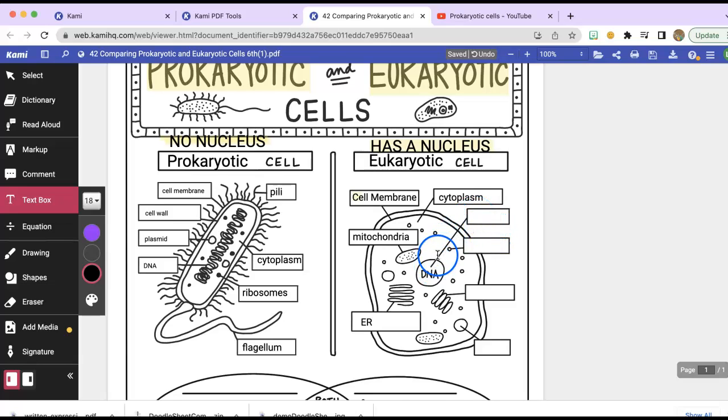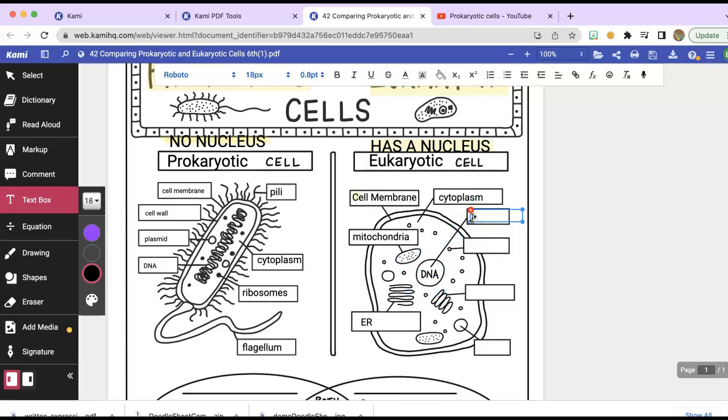The next label is actually pointing to the place in a eukaryotic cell where all the DNA is stored. This is where the magic happens. You got it right. It is your nucleus. This is where the DNA is located in a eukaryotic cell. It tells your cells what to do.